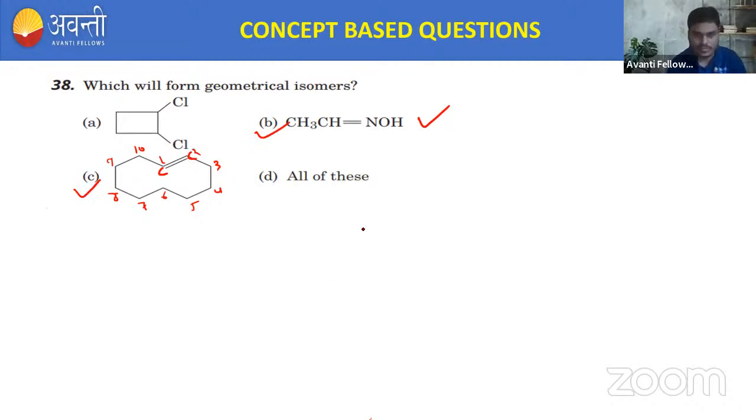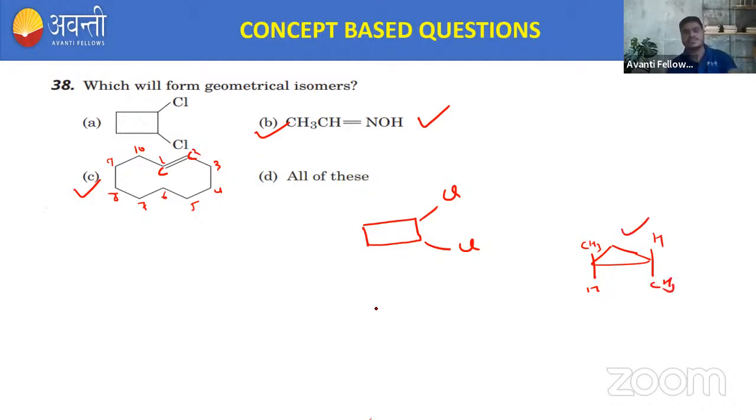This is a cyclo compound. Will they show geometrical isomerism? Just like this. We already discussed this thing. We have one CH3 here and one CH3 here. So this will show GI. Tell me whether this will show GI or not. Anyone? Yes, definitely. This will also show GI.